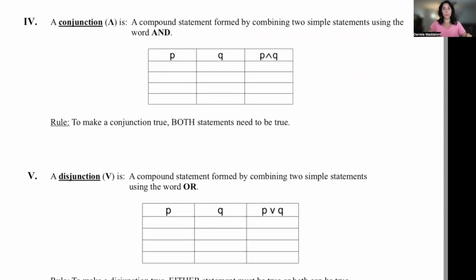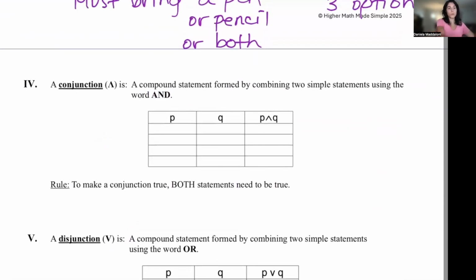All right, so on the next page, Roman numeral 4, right? Notice that I reminded you here that the caret symbol is conjunction. It's a compound statement formed by combining two statements with the word and. Notice that instead of just one variable P like on the previous page, now we have two variables, P and Q.